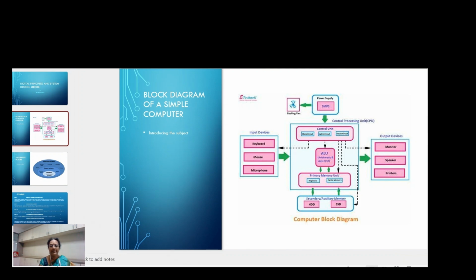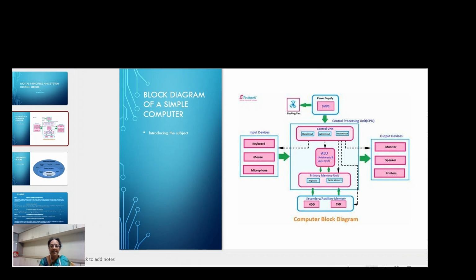So if you look closer to the computer central processing unit CPU, you can find several other blocks like arithmetic logic unit ALU, a control unit, then some amount of primary memory, then of course there is the need for a power that is also shown here. So, as I said, DPSD, Digital Principles and System Design, is a subject which is going to introduce to you what is a computer hardware.